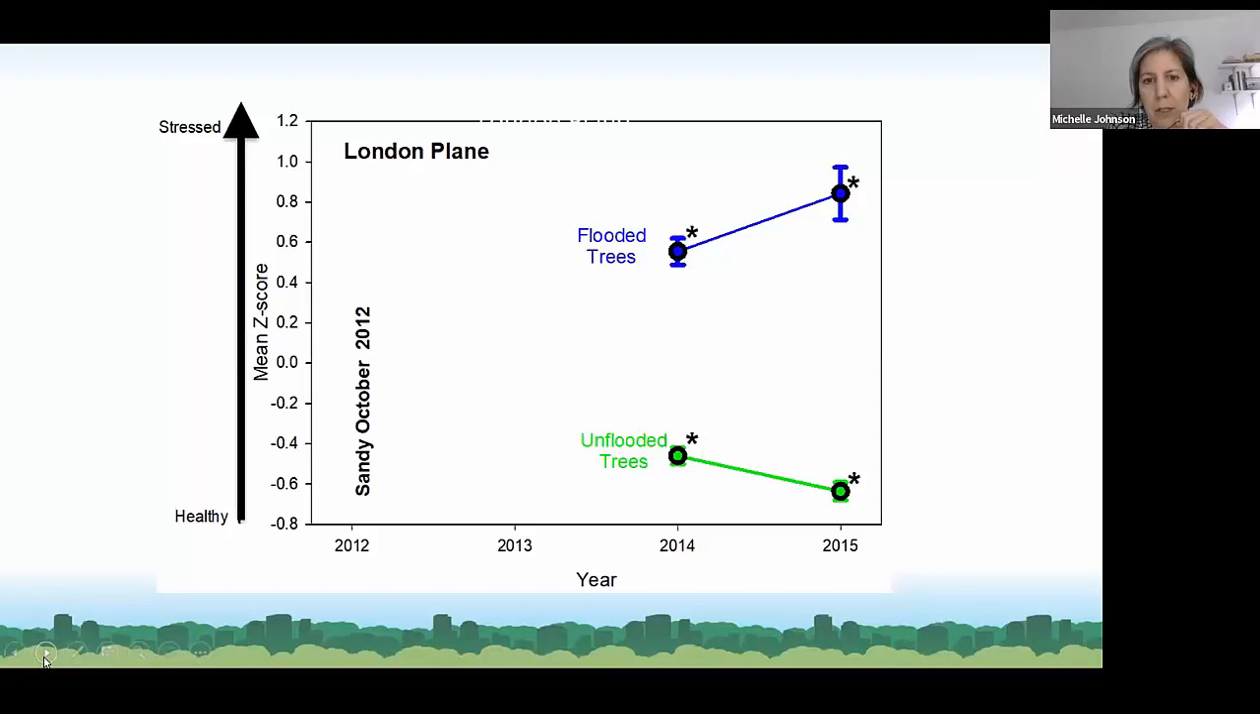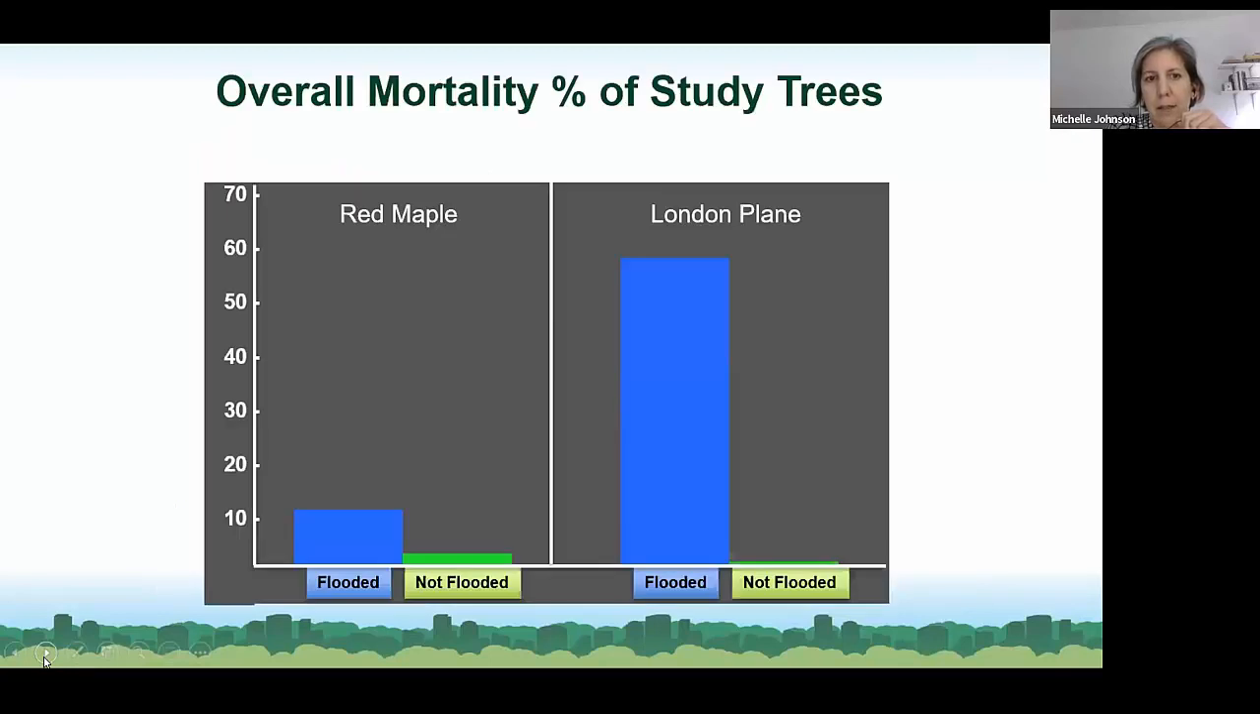And with London plains, we saw a difference here in that the unflooded trees and the flooded trees started diverging over time, and that the London plains weren't able to respond as well for those that were flooded. Next slide. And also, just looking at overall mortality, in addition to these tree measures, we can see that the flooded London plane trees really had a high level of mortality relative to red maple.